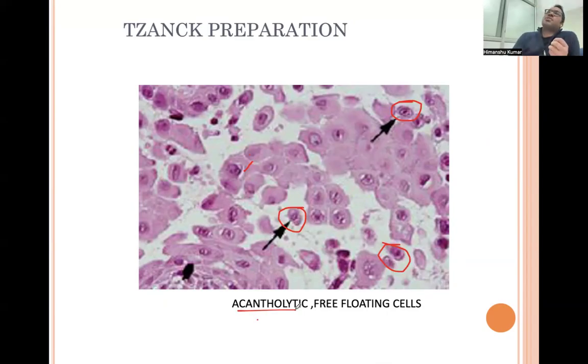We also do Tzanck smear for other conditions. For example, in herpes infections, varicella infections, where we'll see multinucleate giant cells instead of acantholytic cells. Of course, in herpes infections, we'll also see blisters. So then this becomes kind of important in differentiating.